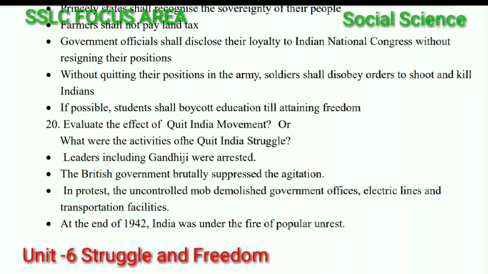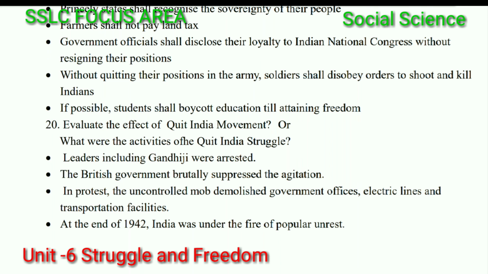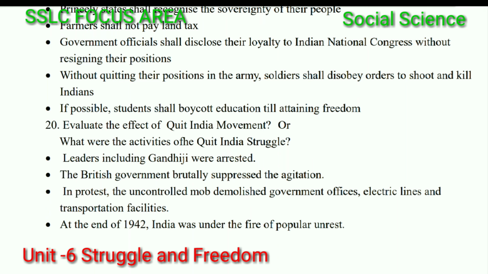Evaluate the effect of the Quit India movement. Or, what were the activities of the Quit India struggle? Leaders including Gandhiji were arrested. The British government brutally suppressed the agitation. In protest, the uncontrolled mob demolished government offices, electric lines, and transportation facilities. At the end of 1942, India was under the fire of popular unrest.